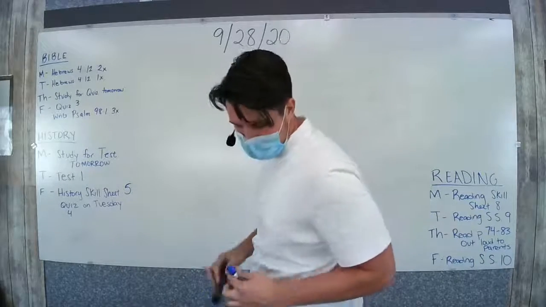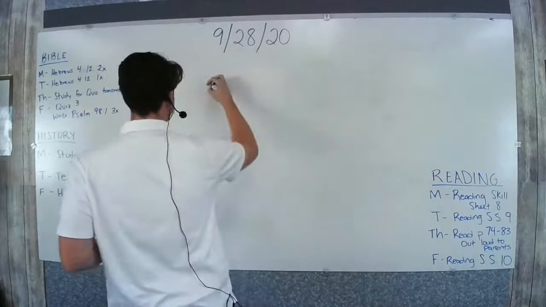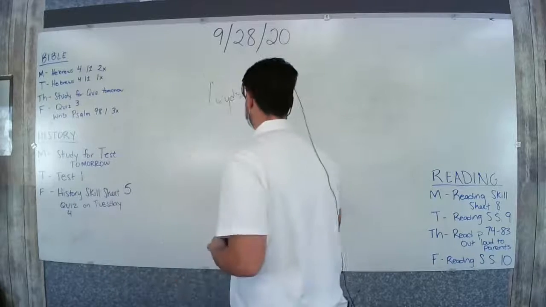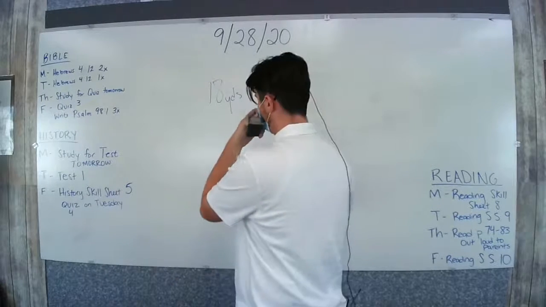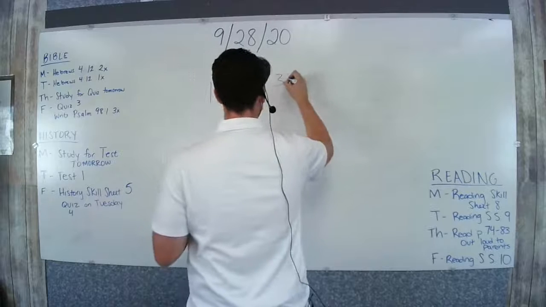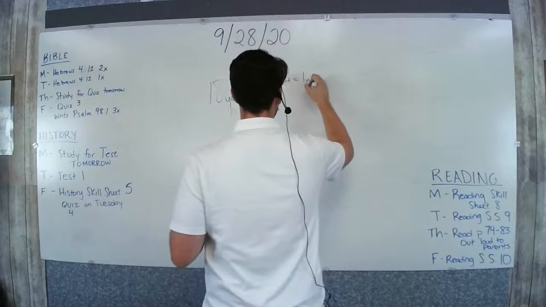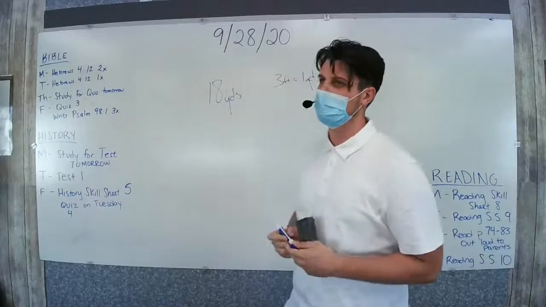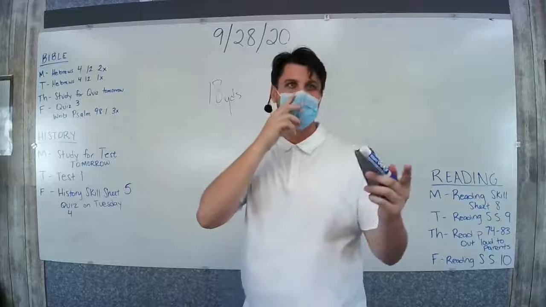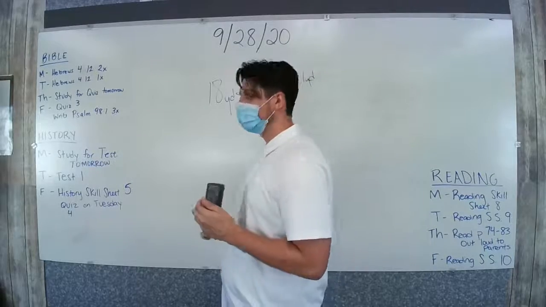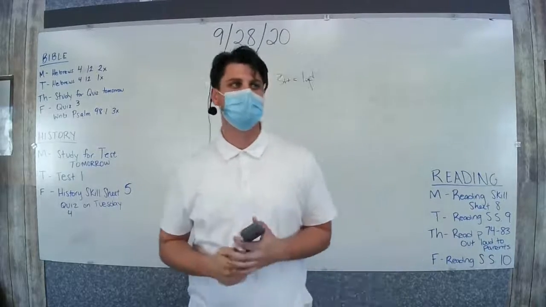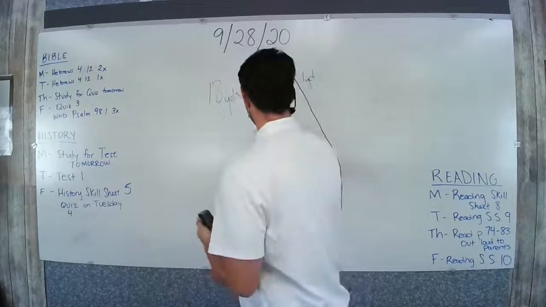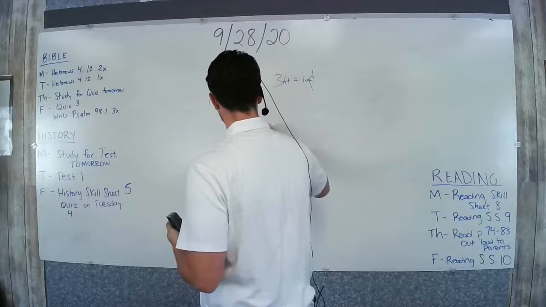Okay, so there's 18 yards. How many feet are in a yard? 3, okay? So 3 feet equals 1 yard, right? So how many feet are in 18 yards? 54, okay? So there's 54 feet here, okay?